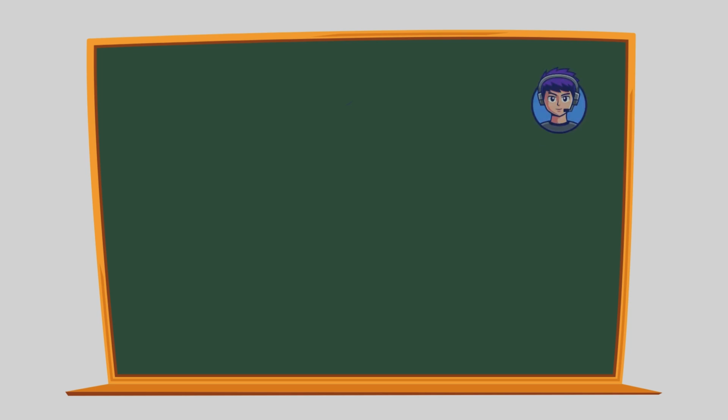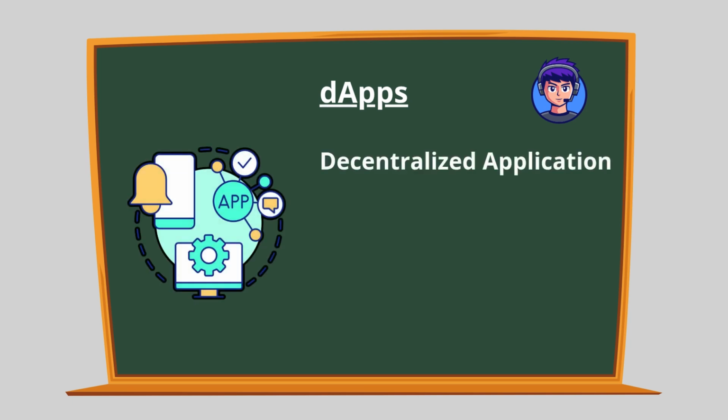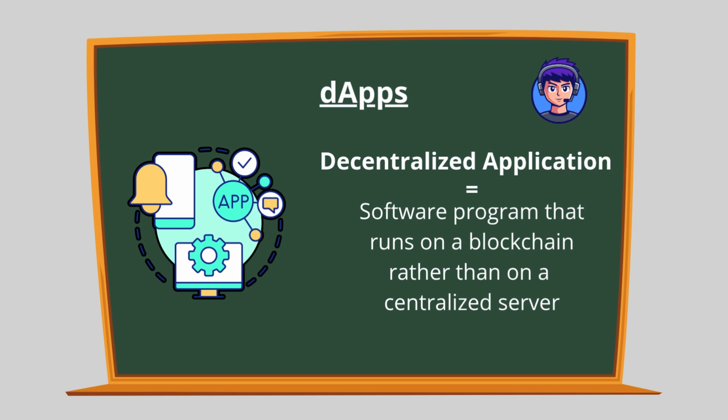As blockchain technology becomes more popular, you may have heard the term dApp being used. It stands for Decentralized Application and is a new kind of software program that runs on a blockchain rather than on a centralized server. But what exactly does that mean? And how is a dApp different from a regular app?